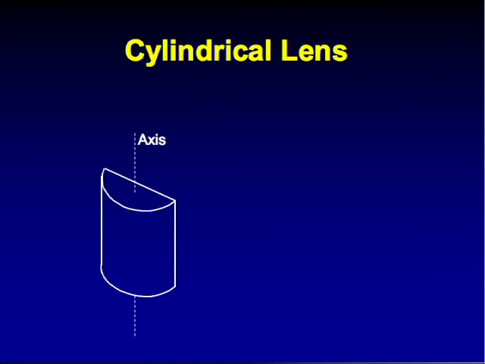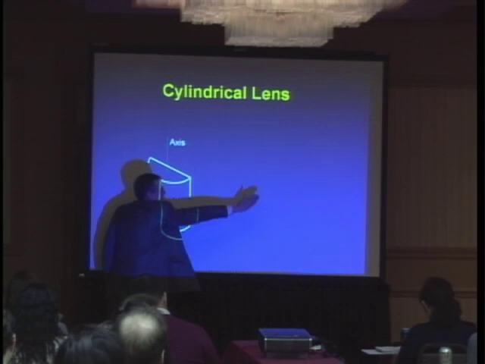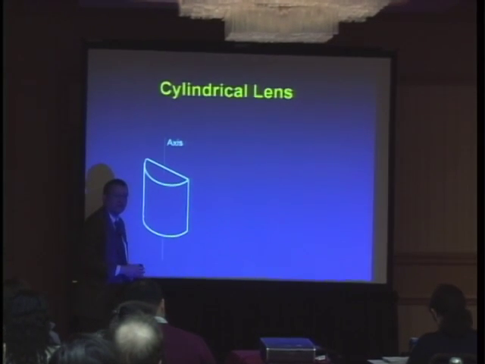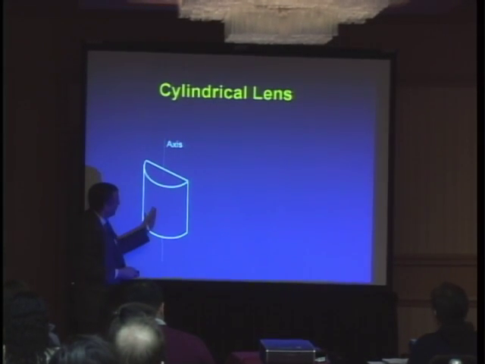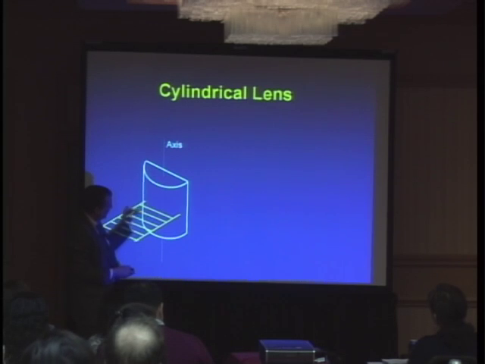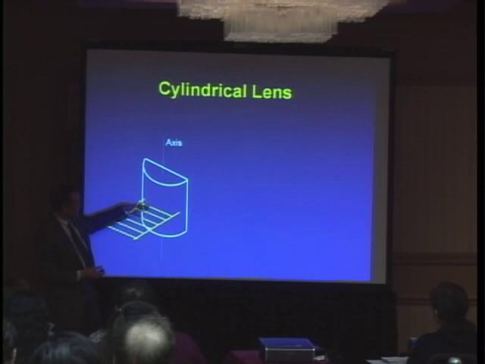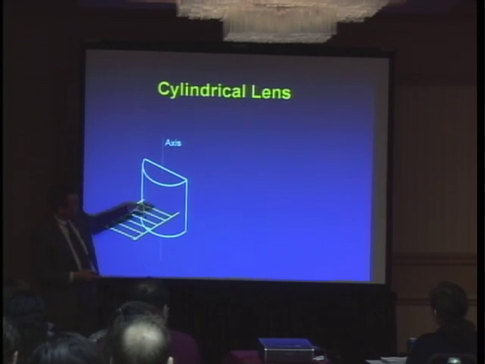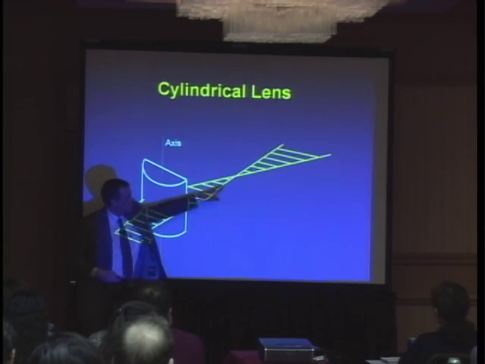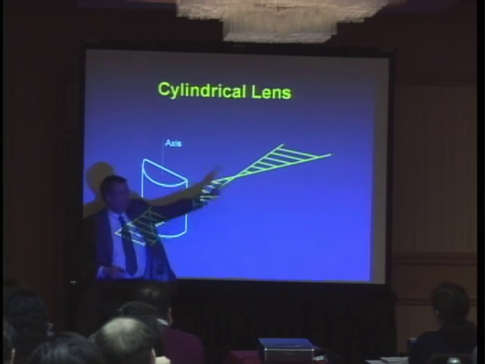So we have a vertical plane of light, and what it's going to see is a flat surface. So it's just going to pass on through that lens. It'll slow down, it'll speed up, but it'll just go off. It won't get refracted at all. But if we have a horizontal plane of light, then that horizontal plane of light is going to see a curved surface. It's going to get refracted to a point over here and then go off.